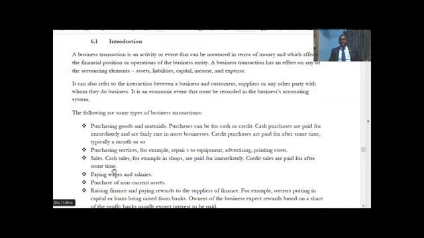Okay, great. Another example is procuring services or purchasing service. For example, repairs to equipment, advertising, printing. So when a business wants to advertise its products, they can use any medium, whether through the internet, radio stations, television, among others. Okay, great.